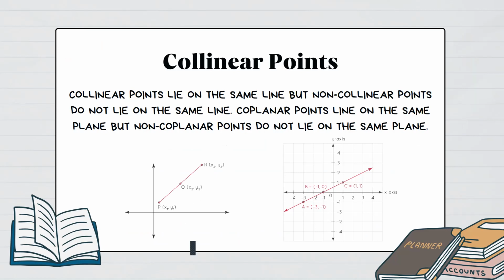Collinear points. Collinear points lie on the same line, but non-collinear points do not lie on the same line. Coplanar points lie on the same plane, but non-coplanar points do not lie on the same plane, like the example shown here.